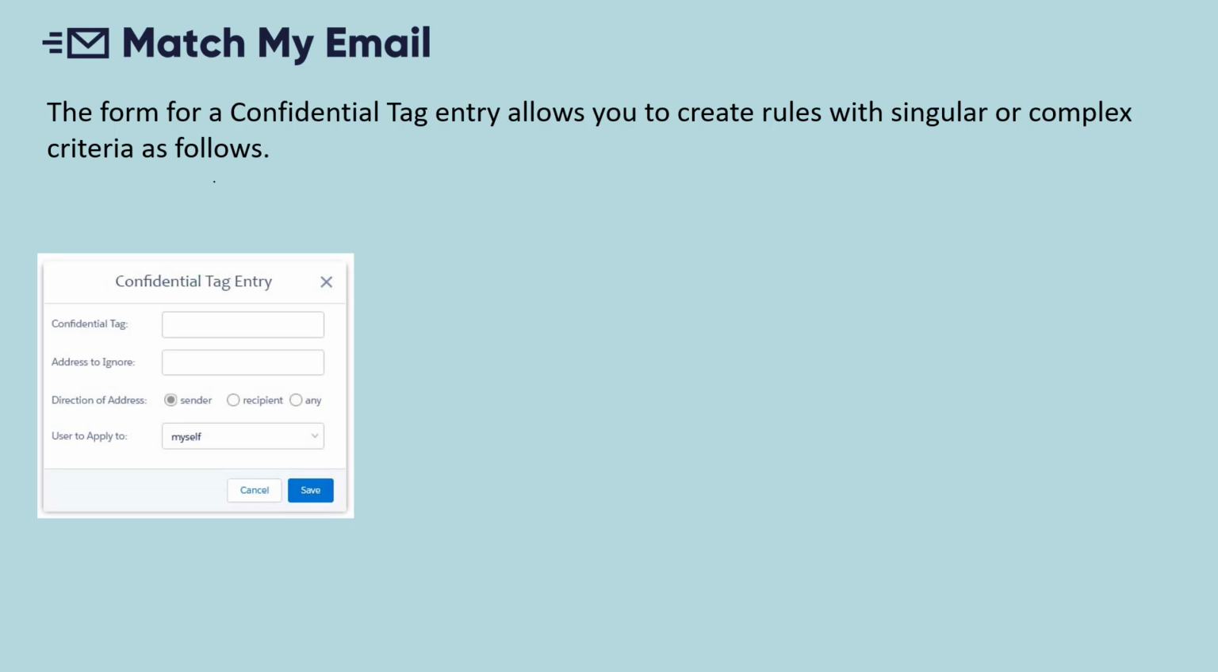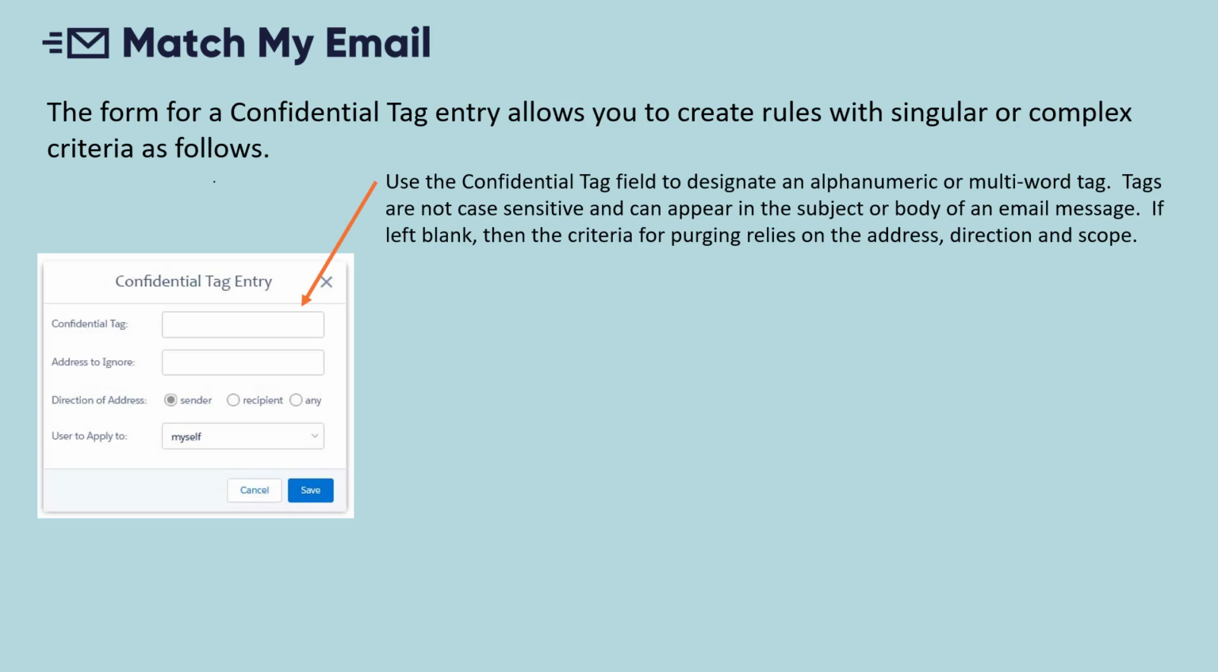So the form for a confidential tag looks like this, and it allows you to create rules with singular or complex criteria as follows. The confidential tag field is where you can designate an alphanumeric or multi-word tag. Tags are not case sensitive and can appear in the subject or body of an email. If left blank, then the criteria for purging relies on the address, direction, and scope.